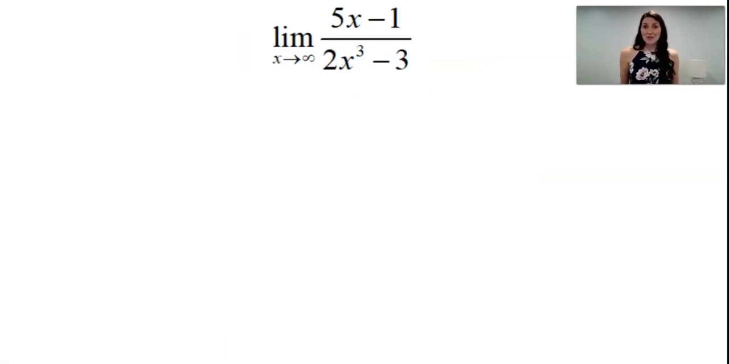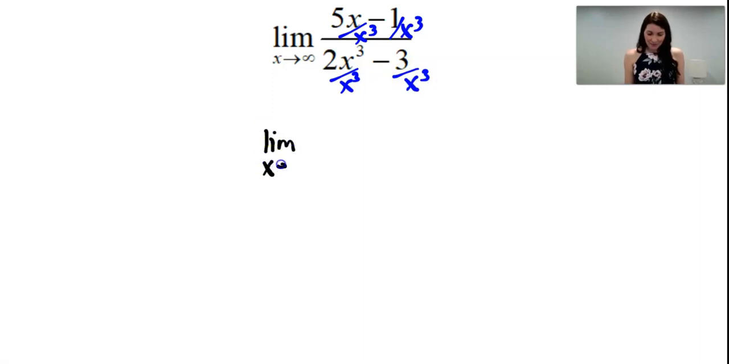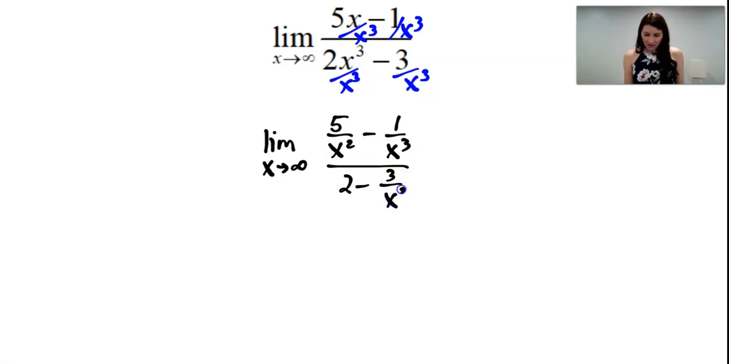Here we have another rational function, and it's the limit as x approaches infinity. Once again, we divide by the largest degree in the denominator, because if you were to plug in infinity, you would again get infinity over infinity. This time, the largest degree in the denominator is x cubed. You can see that right here. So I'm dividing every single term by x cubed. Simplifying, we have the limit as x approaches infinity of 5 divided by x squared minus 1 over x cubed, all over 2 minus 3 over x cubed.